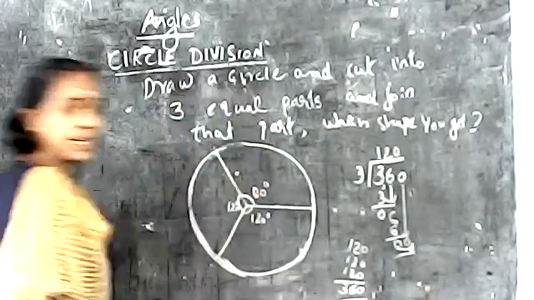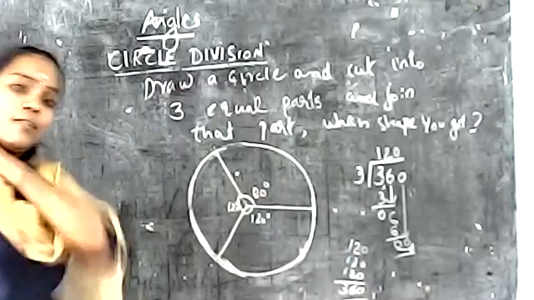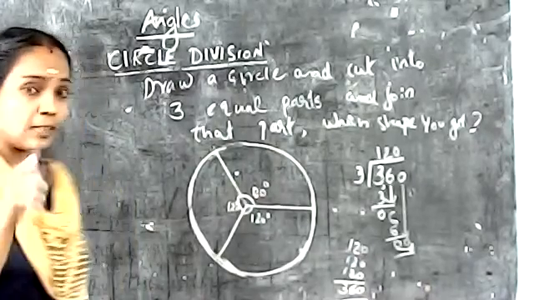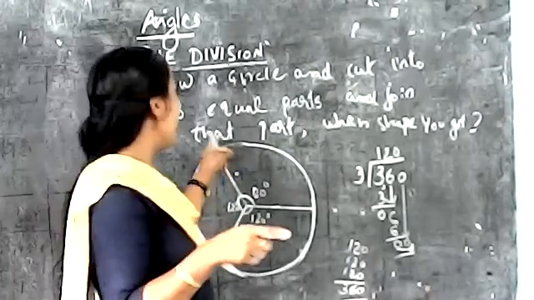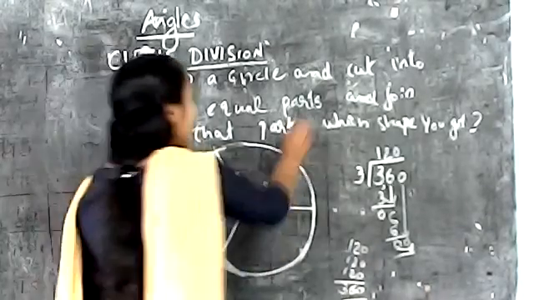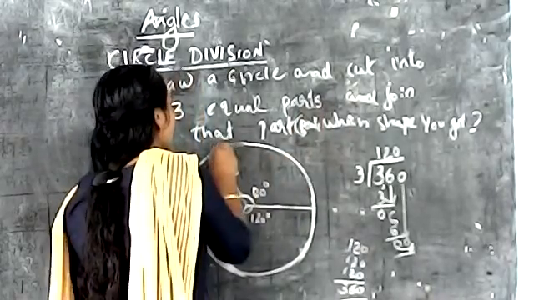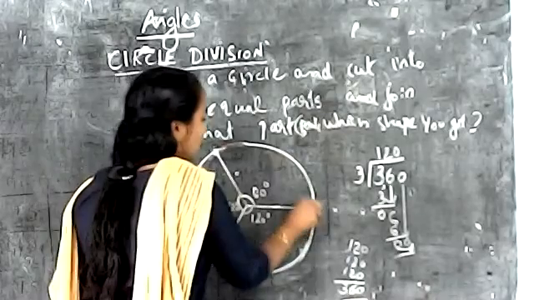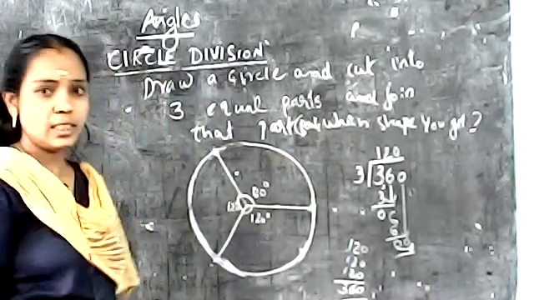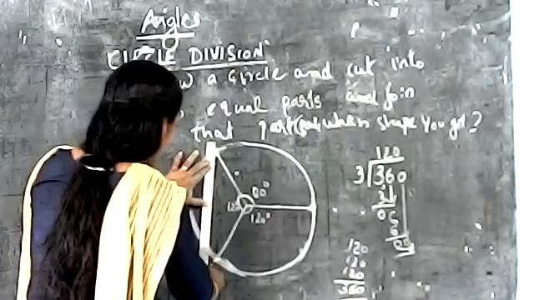Okay, 360. Next one, you want to do another step. What is the next question? The sub question is to join those points. Now you got some points, 1, 2, 3. 3 points. Those points are to be joined. You get one figure. What is the name of that figure?